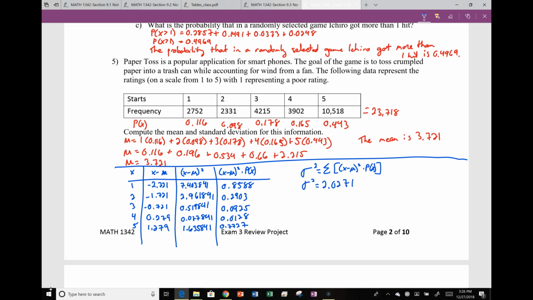That is my variance. I need to find the standard deviation, which means to take the square root of that value. So whenever I take the square root of that, I get 1.42376. So the standard deviation is 1.42376.